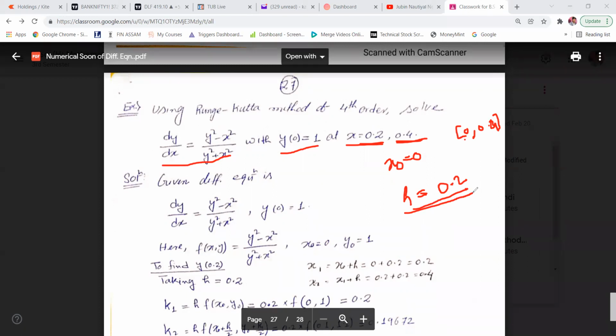Here it is not fixed that you will divide into only 2 parts or 3 parts or 4 parts. It's up to you. As the number of subintervals is more, the accuracy of your solution will be more. That's the concept. So I'm taking h equal to 0.2. So taking h equal to 0.2, x1 will be x naught plus h, 0 plus 0.2, so you are getting 0.2. Then x2 will be x1 plus h.